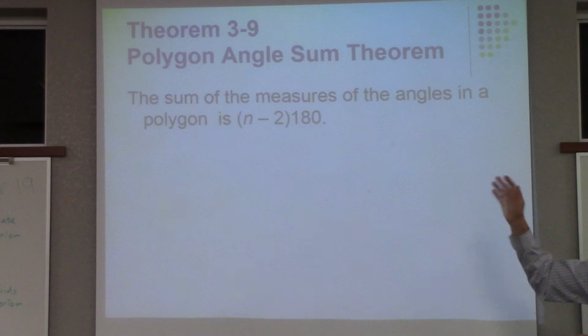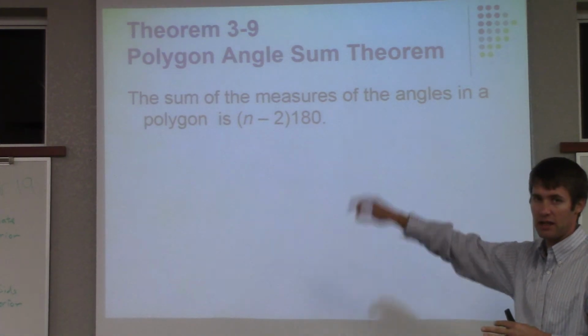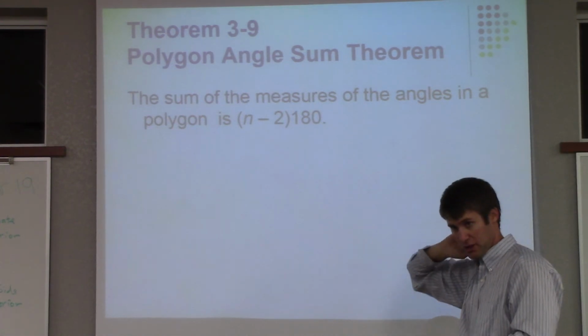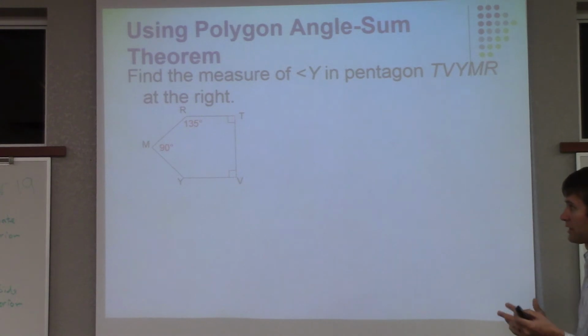So here is our theorem that we're going to use. The sum, the total measures of the angles in a polygon is equal to the number of sides minus 2 times 180. So we use that for something like this.